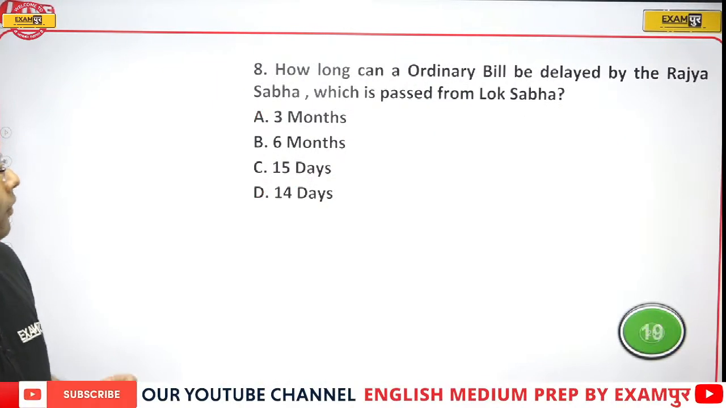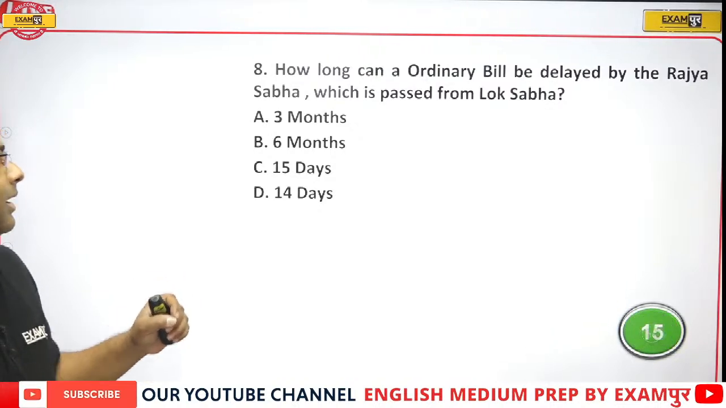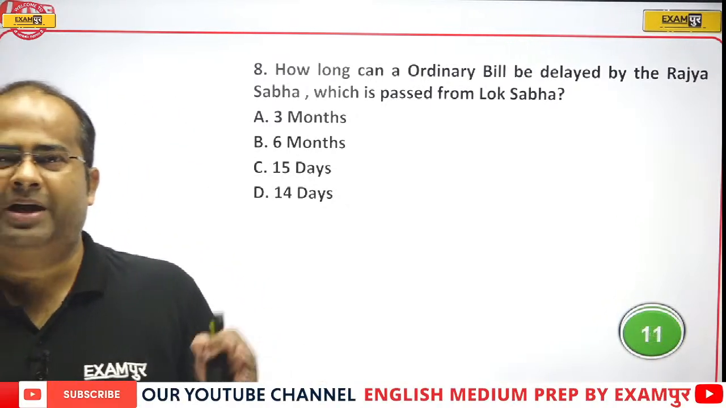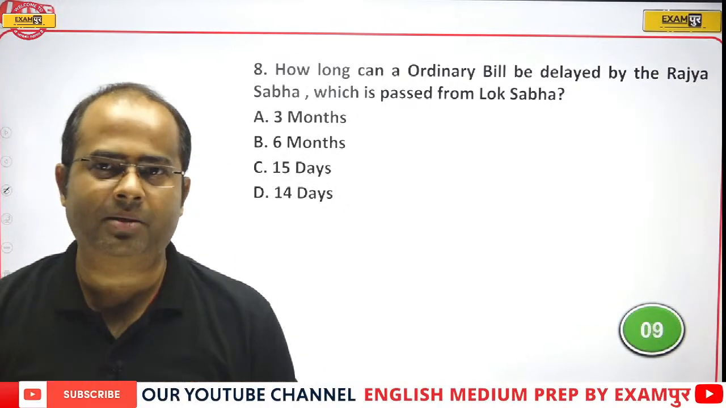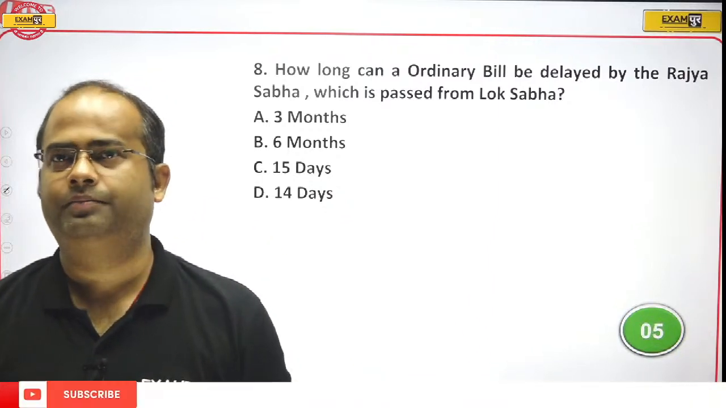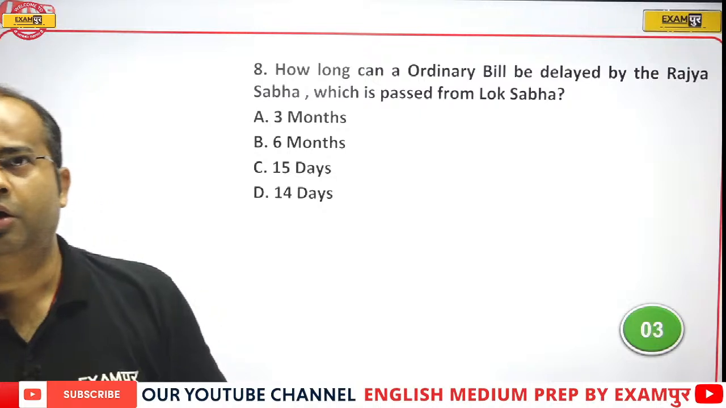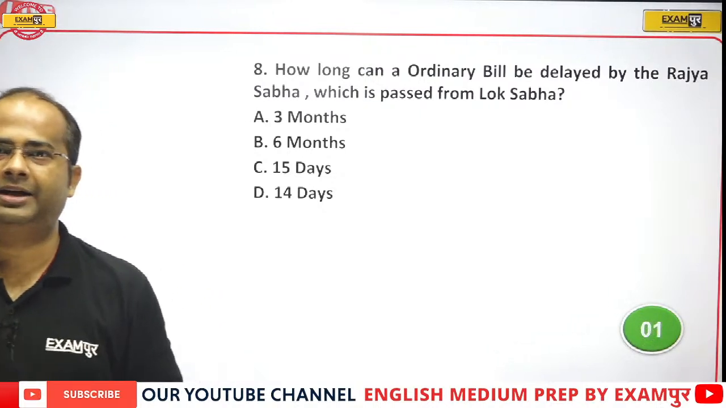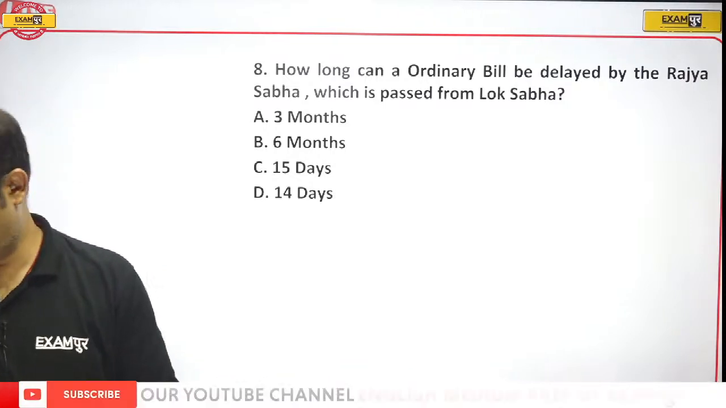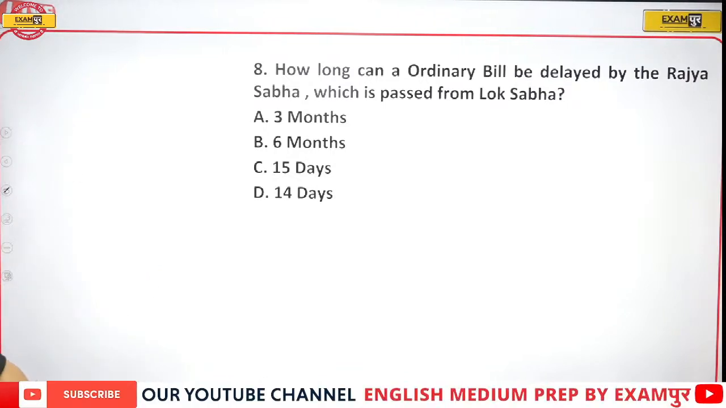Now, for how long can an ordinary bill passed by Lok Sabha be delayed by Rajya Sabha? If an ordinary bill is passed by Lok Sabha and goes to Rajya Sabha, for how long can Rajya Sabha detain it? Or you can use it vice versa as well.